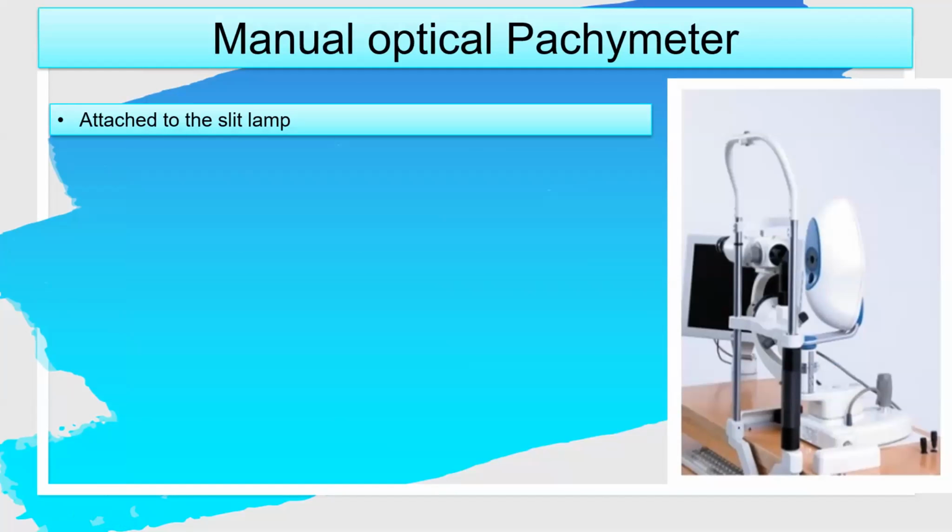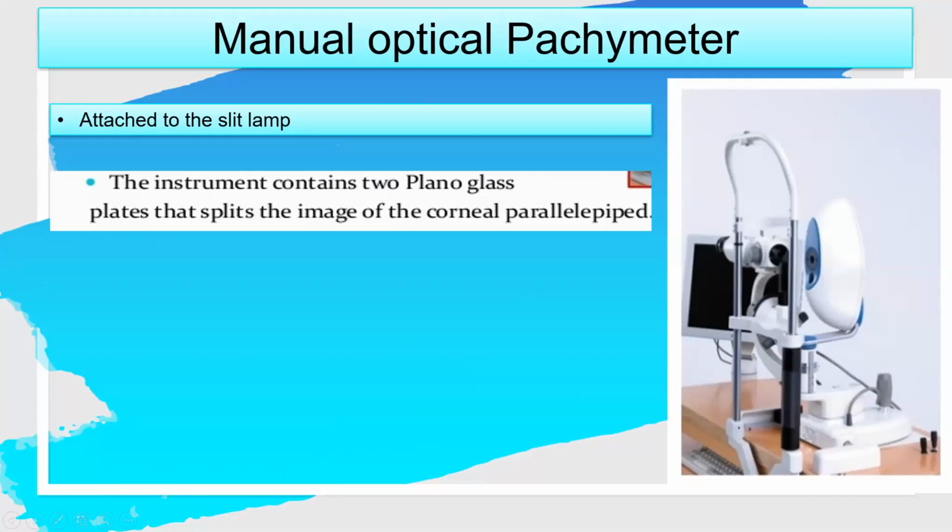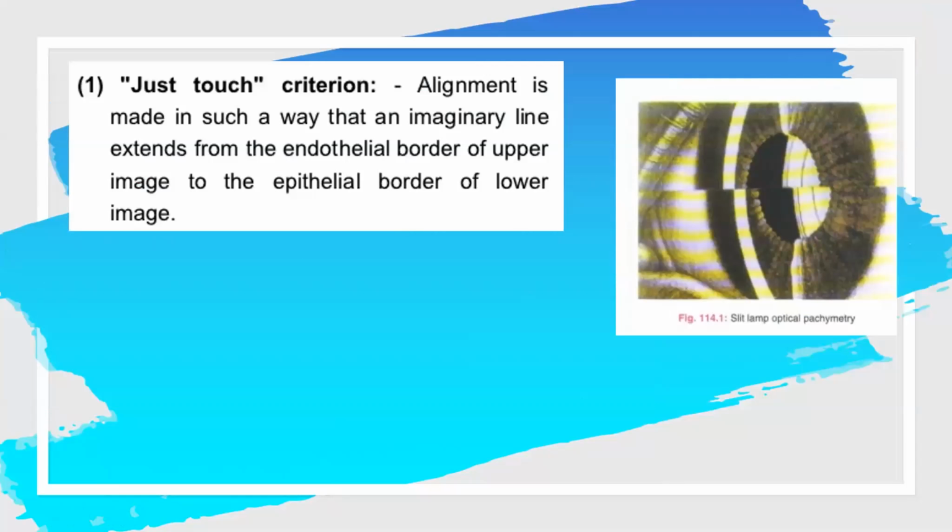Now coming to optical devices, we had this manual optical pachymeter, which is attached to the slit lamp. It has two plano glasses which split the image of the corneal parallelepiped, and it has two methods. The first one is the just touch technique. Here you can see in this diagram that the cornea is being divided into two, and the endothelium of the upper image should match with the epithelium of the lower image, and that way you can assess the corneal thickness. This is the just touch criteria.